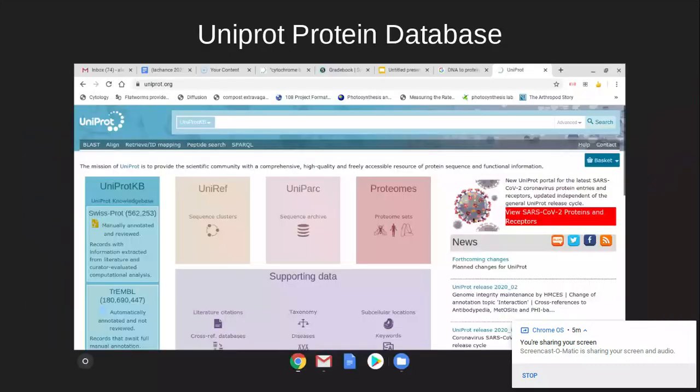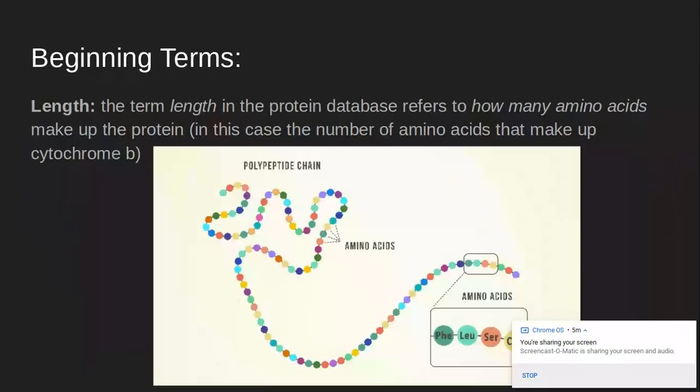Okay, so here's a picture of the database we're going to use. And here in a minute, I'll show you how to navigate it. But first, a few terms present in the database that we need to understand. So when you see the term length in the database, that is referring to how long the protein is. And so by length, we're talking about how many specific amino acids make up that protein.